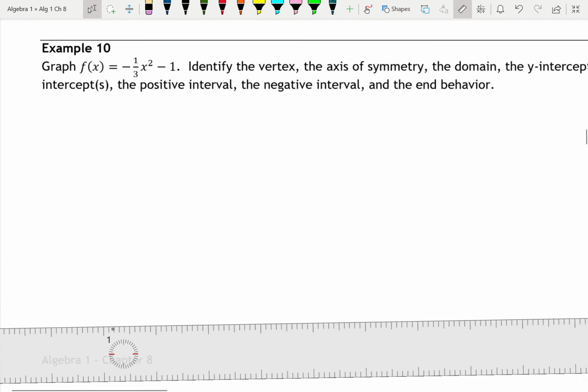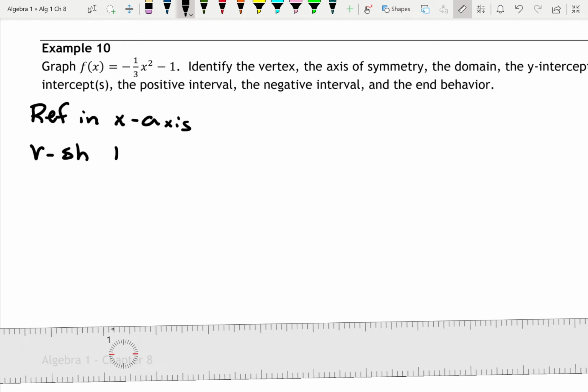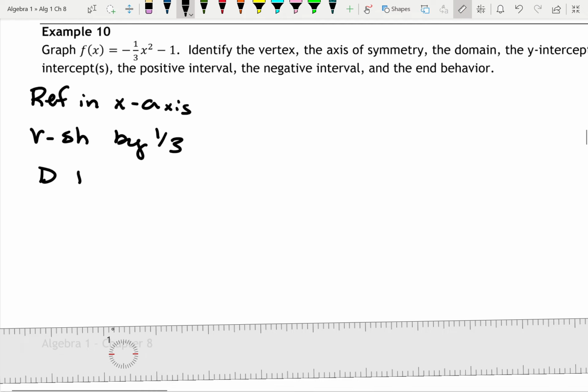Number 10, we have the negative out front. That's a reflection in the x-axis. And then we have the 1/3. That's a vertical shrink by 1/3. And the -1 tells us to go down 1. Now let's get to graphing this.